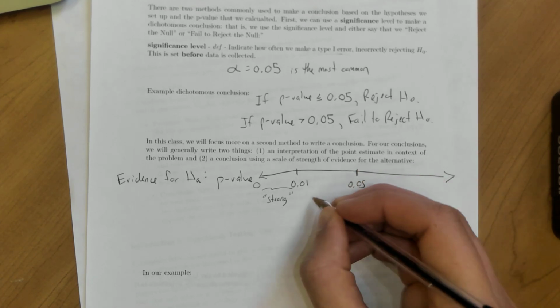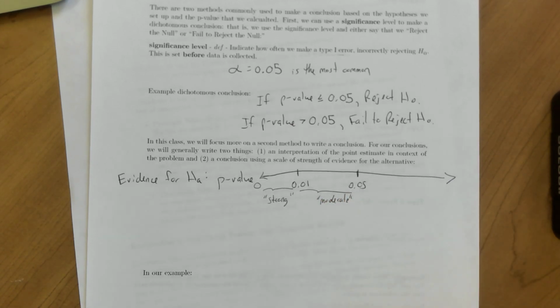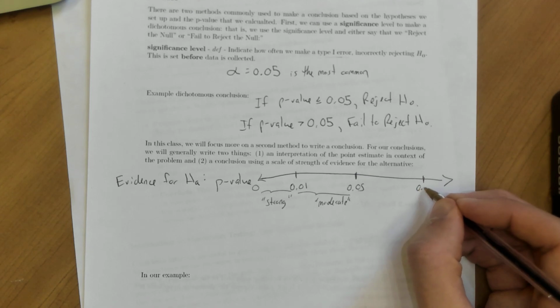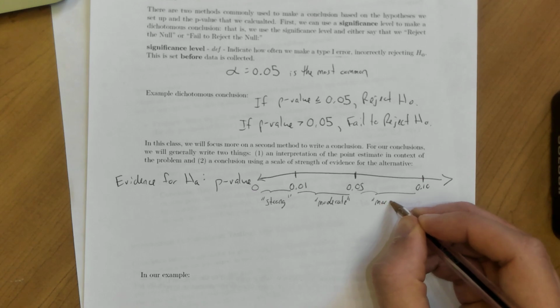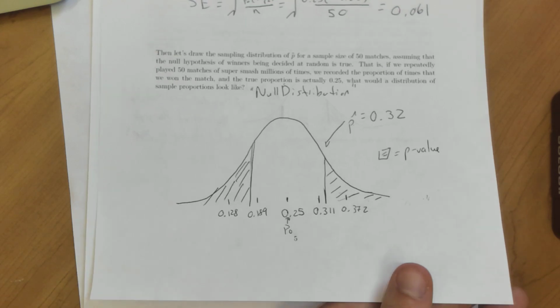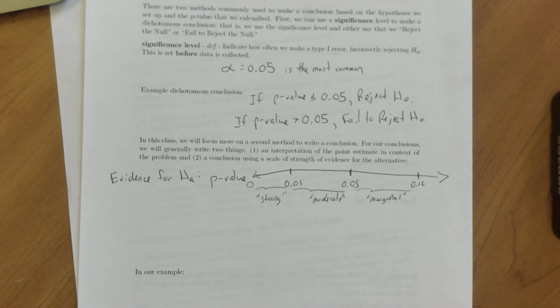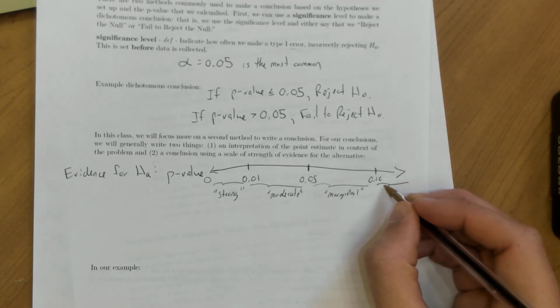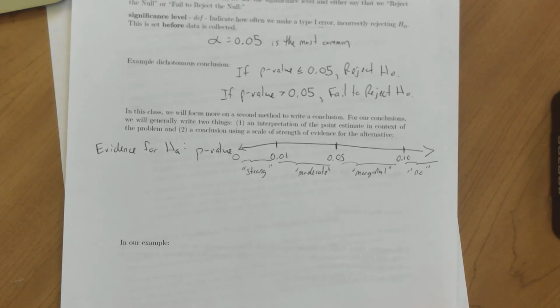If it's between 0.01 and 0.05, we're going to say that we have moderate evidence for the alternative hypothesis. If it's between 0.05 and 0.10, we're going to say that we have marginal evidence for the alternative hypothesis. That means that the area would be kind of small, but not super, super tiny like it would be down here. And if our p-value is bigger than 0.1, then we're going to say that we have no evidence for the alternative hypothesis because our data is fairly consistent with the null hypothesis.